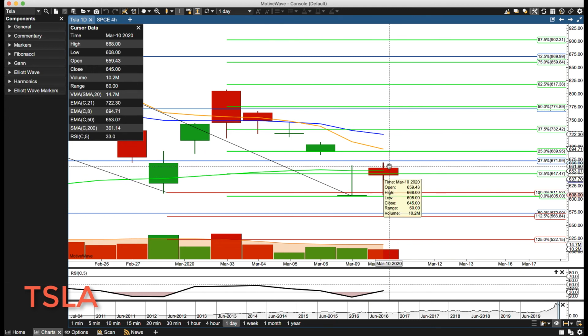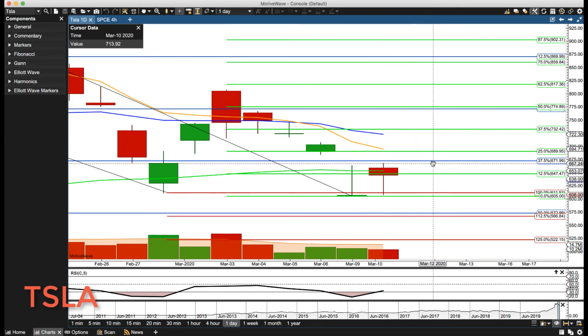If we go into rally mode, we're still in bearish mode. It just means we're expecting higher prices and then the probability that it will roll over again.